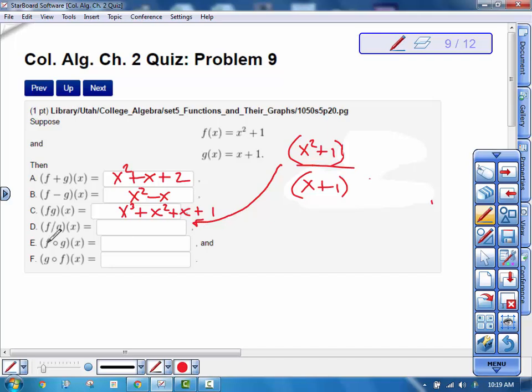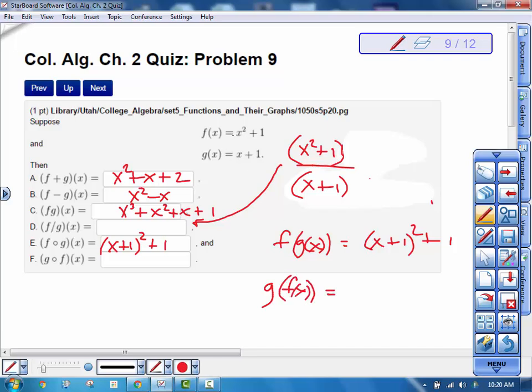It goes there. Now the composition f of g of x means, I like to write it like this. But you take g and you plug it right into f, so you're going to have x plus 1 plugged in right here. It's going to be squared plus 1. And you can just write that. You don't have to simplify that at all. And then the composition the other way would be g of f of x. So that means you take f of x, you plug it right in here for g, so it would be x squared plus 1, which is really just x squared plus 2. And that goes right here.